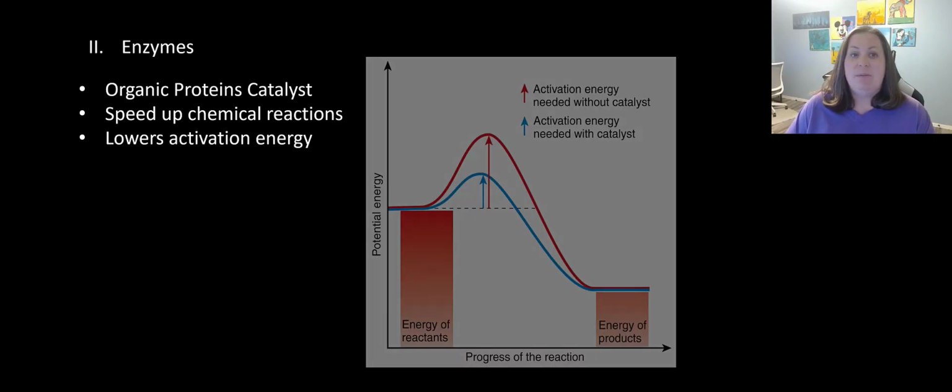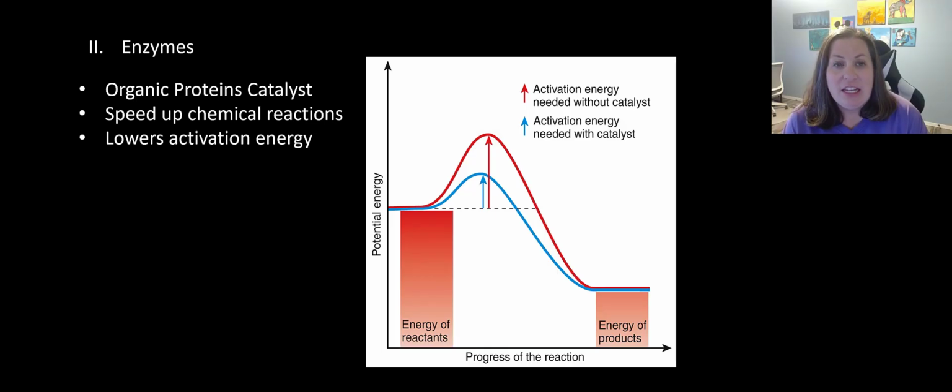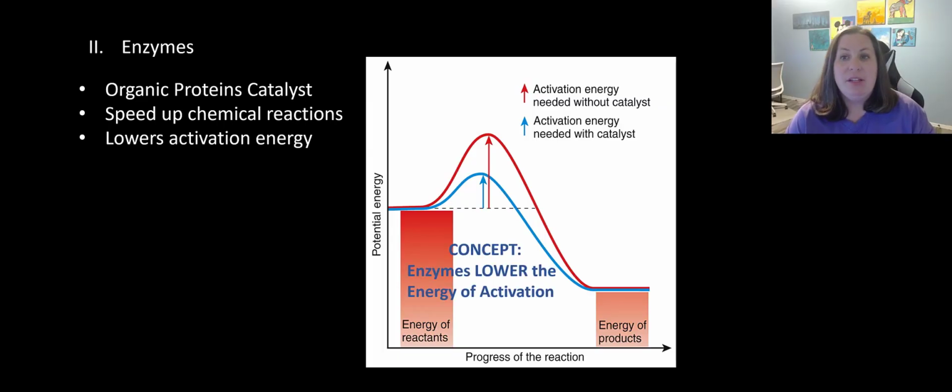So if we take a look at this particular picture, the red line is showing you what the regular reaction looks like. So we start here, we have to add energy to it, and then we can actually do the reaction. Okay, if you look in the blue, however, the blue is with the enzyme. And so it takes still some energy, but it's a lot less. It takes less, and it allows this to take place again faster and quicker. So the concept here that we need to make sure that we learn is that enzymes lower the energy of activation, and we can see that here in this chart.